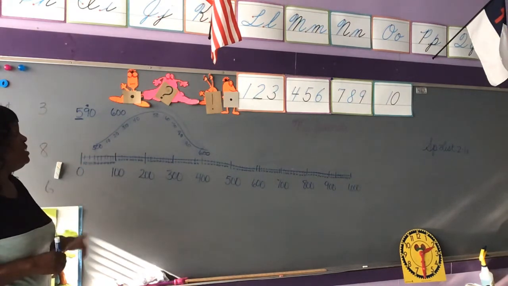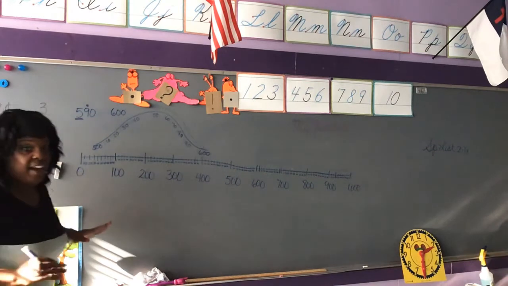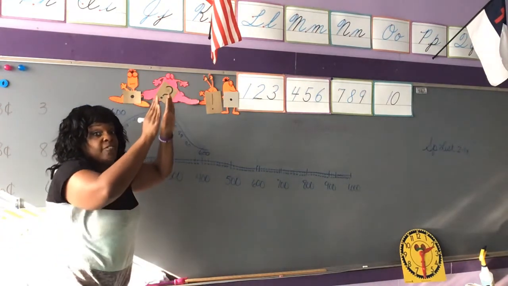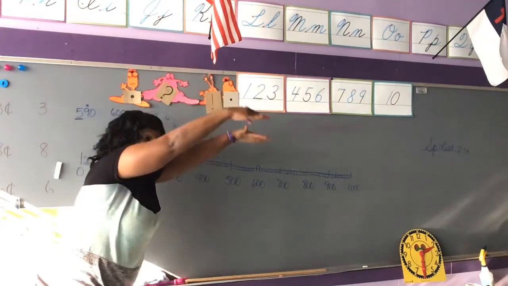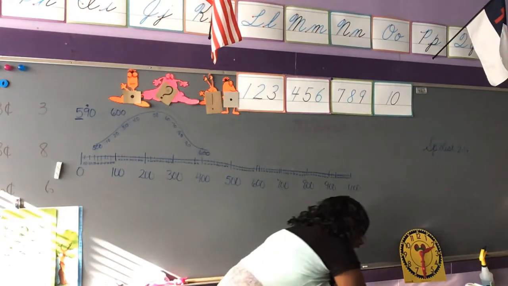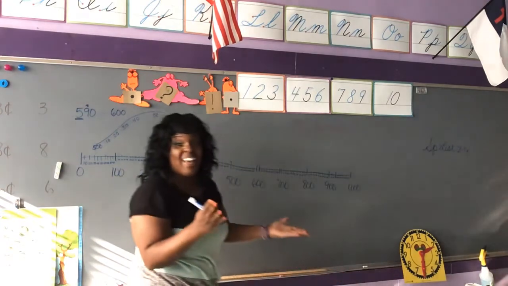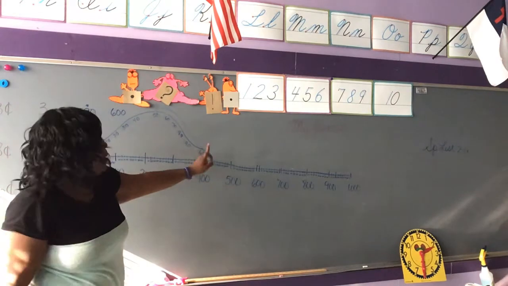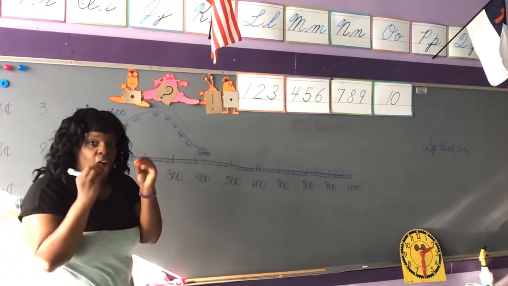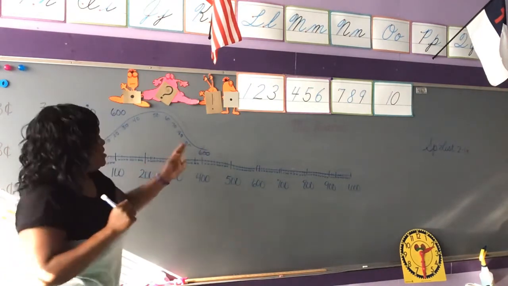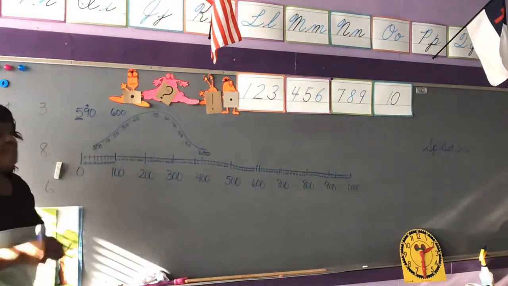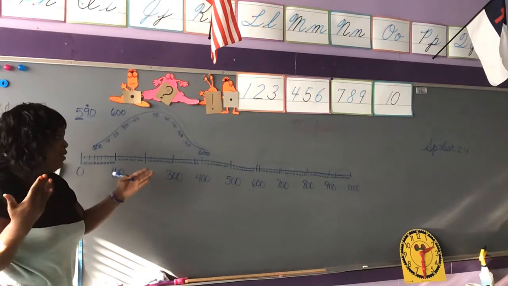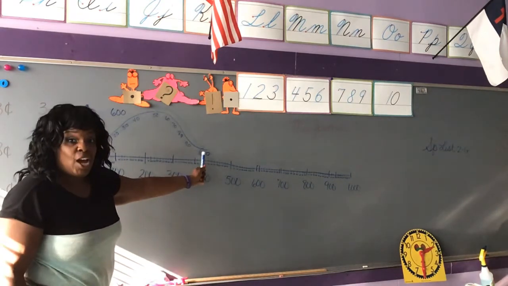So 590, ready, let's count. 500, 510, 520, 530, 540, 550, 560, 570, 580, 590. Where do we go? We got to go down the whole roller coaster slope. It was pretty steep. And our next 100 is what? 600. So if we round 590 to the nearest 100, where is it going to be? It's going to be 600.